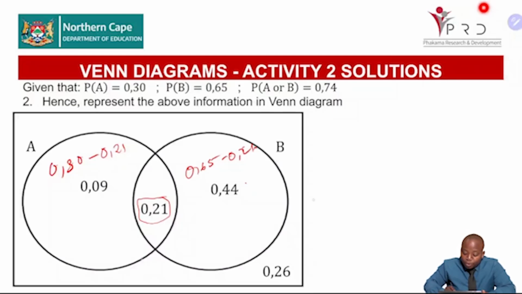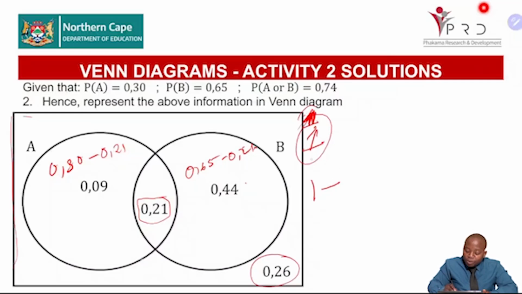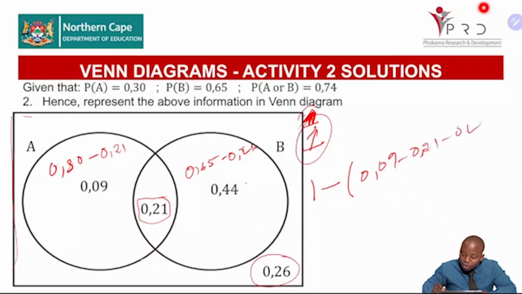Right, then the probability of none of them, we're going to say is 1 minus, because these are probability events, so the total here must be 1. So these events are represented as probabilities, so the total must be 1. Everything in the sample space must sum up to 1, because probability's maximum value is 1. So we are now going to say 1 minus 0.09 minus 0.21 minus 0.44. Then this is going to give us 0.26, which is what we have for none of them.